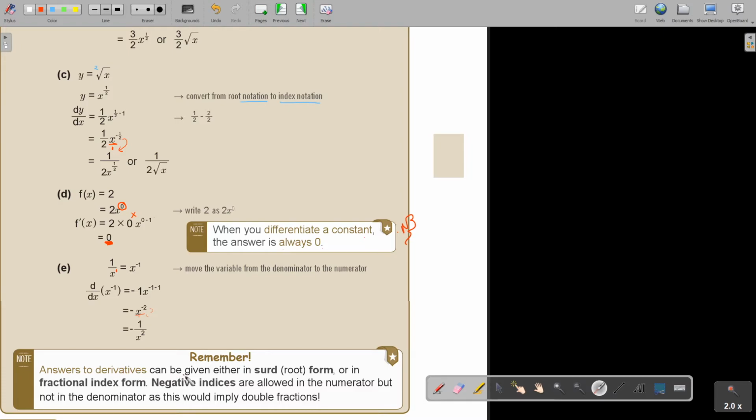I just want to say something here that's important. Answers to derivatives can be given either in surd form, that I'll show you, can be either like this, surd form, or in fractional index form, or like that. Negative indices are allowed in the numerator, but not in the denominator. Okay, so it can be in the numerator, but as long as it's not in the denominator. Do you see? So there it's actually also correct, but not in the denominator, as this implies double fractions.